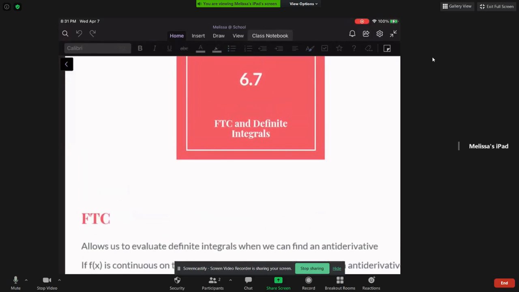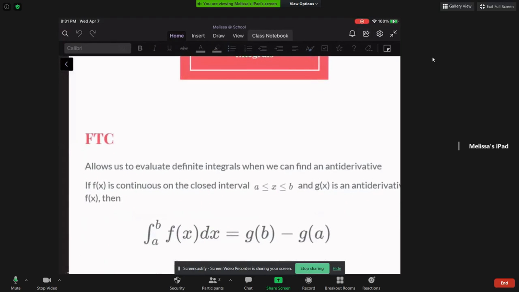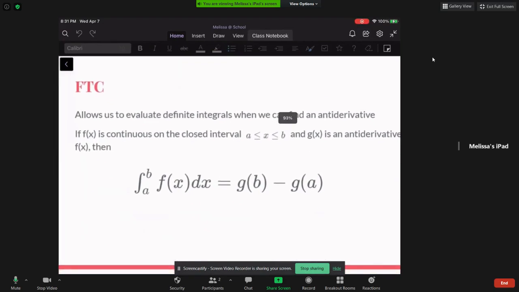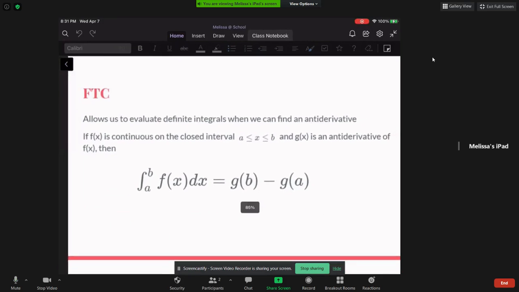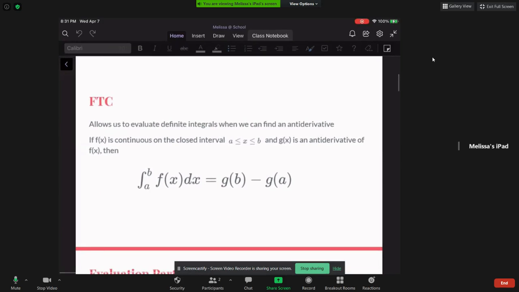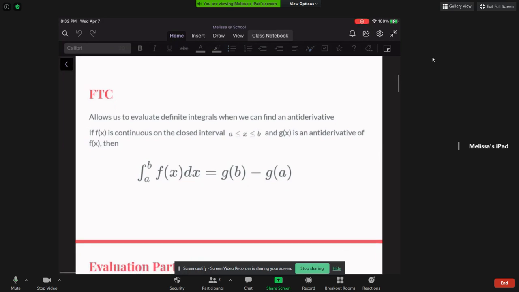6.7 is the fundamental theorem of calculus and definite integrals. Okay, so just a reminder here, the fundamental theorem of calculus allows us to evaluate definite integrals when we can find an antiderivative. If f of x is continuous on the closed interval from a to b, and g of x is an antiderivative of f of x, then we have the integral from a to b of f of x dx equals g of b minus g of a.